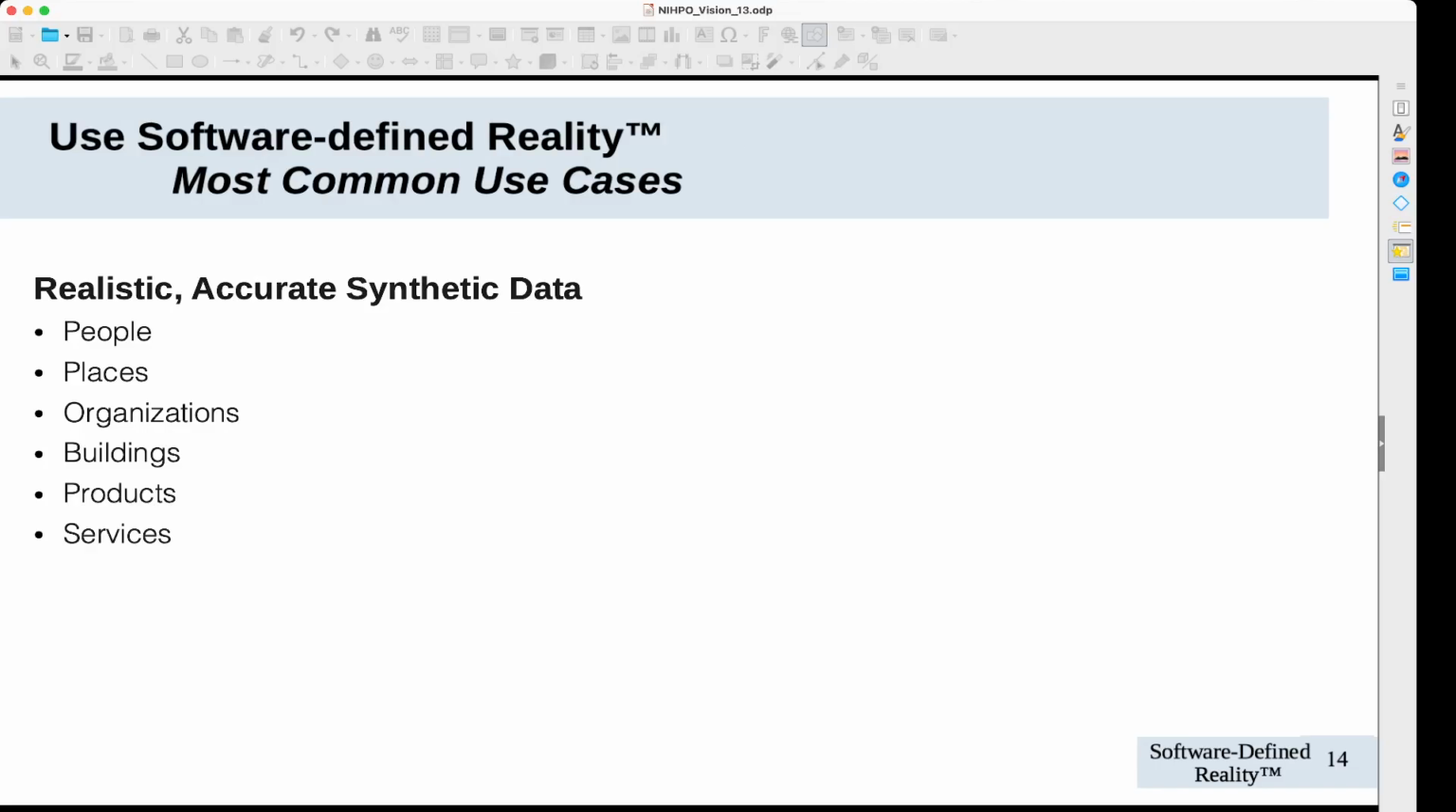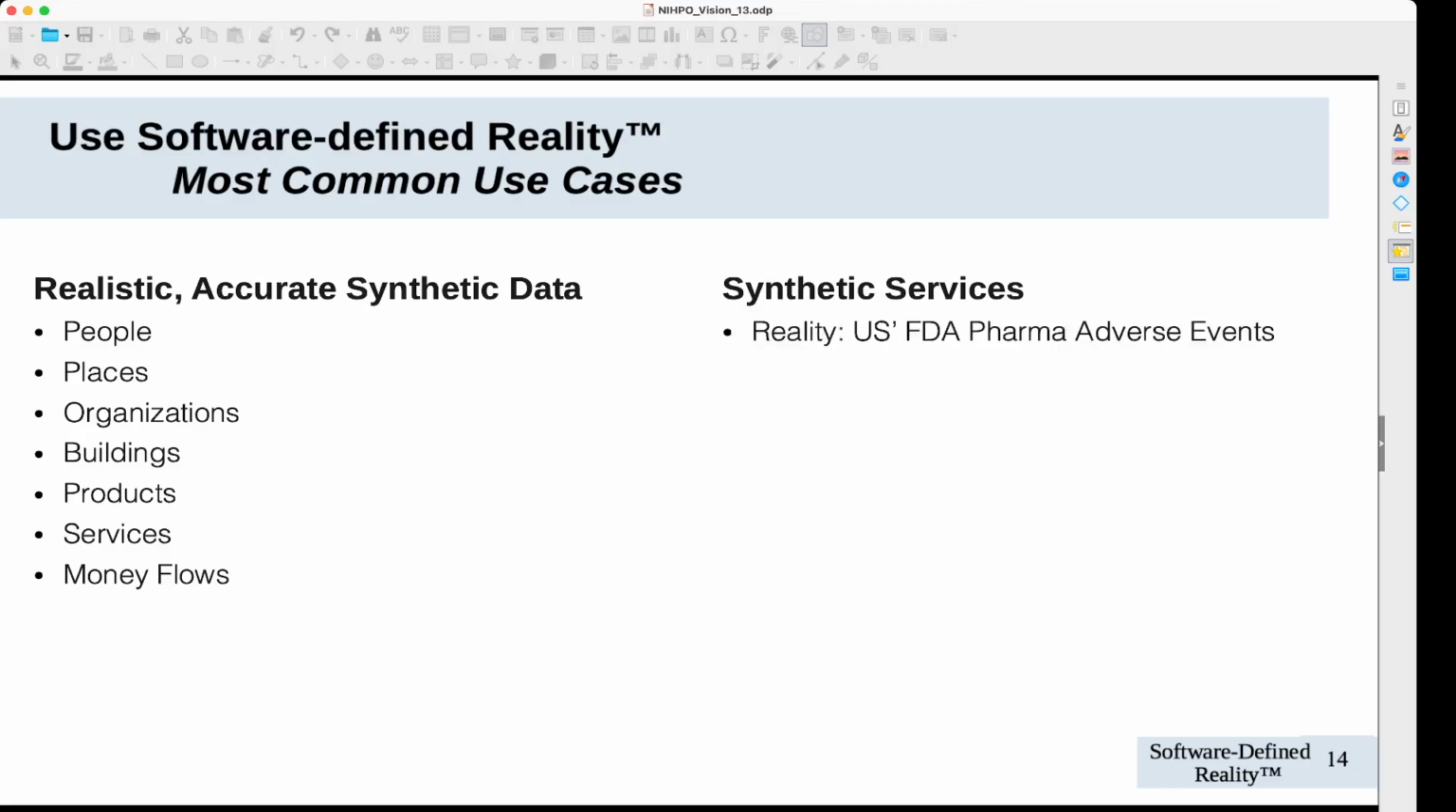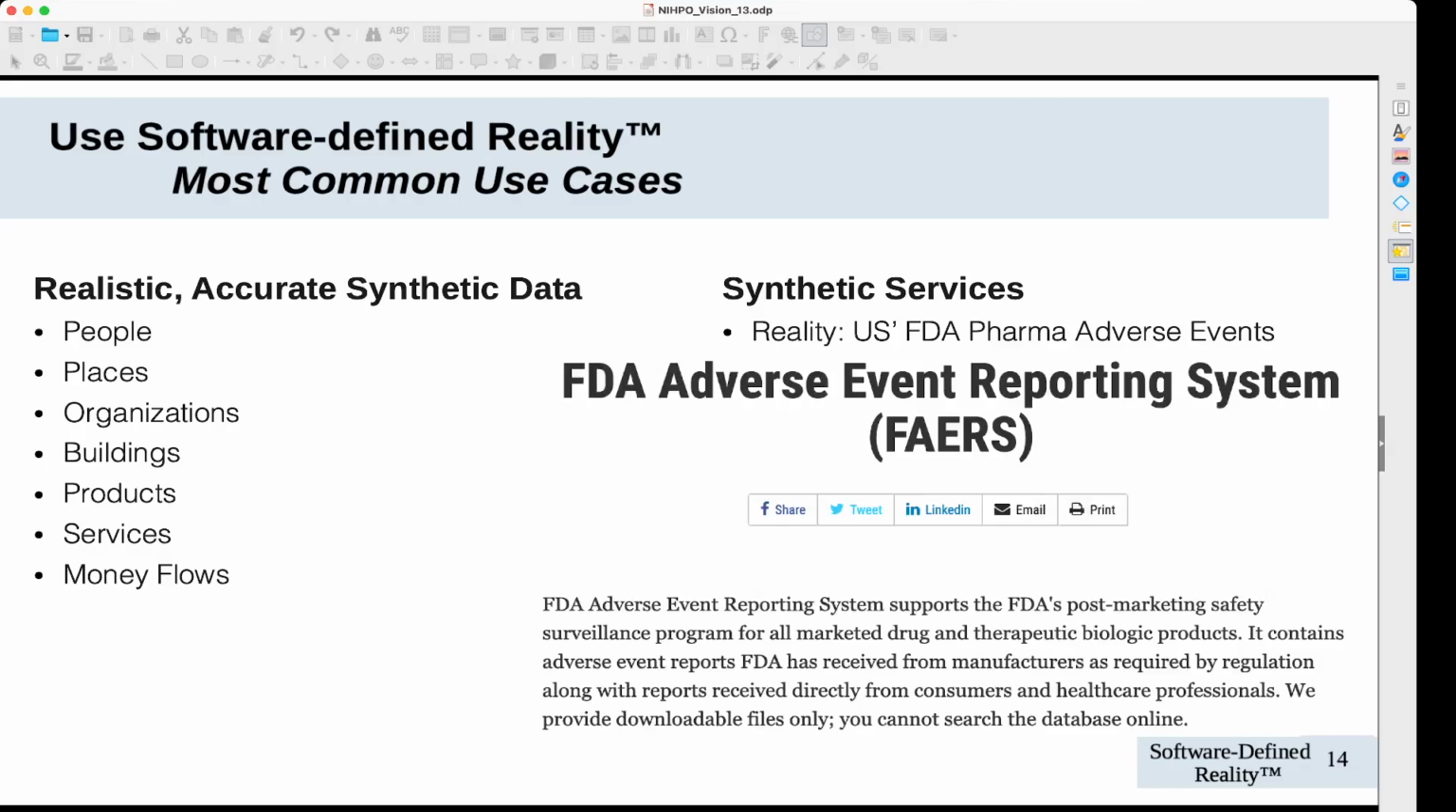as well as products. And I want to emphasize two elements that may not be so obvious. We can build synthetic services and synthetic money flows. Let me explain. Synthetic service, for example: in the US, the FDA publishes a list of all the adverse events caused by pharmaceutical products, called FAERS. We can generate synthetic adverse events as well. Using the FAERS database as the baseline, the reality, we extract patterns and then we build synthetic adverse events.